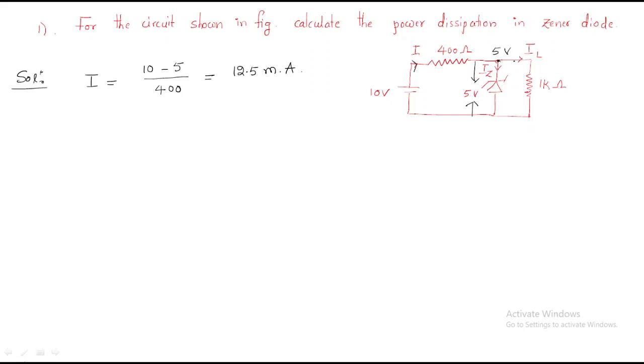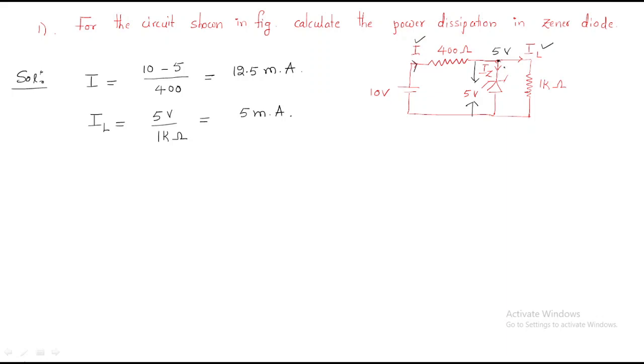And we will find the load current also, this branch current. How? The GNR diode and this load are both in parallel, so they have the same voltage difference. That's why we can find the load current: load current equals 5 volts by 1 kilo ohm, which gives 5 milliamps of current.